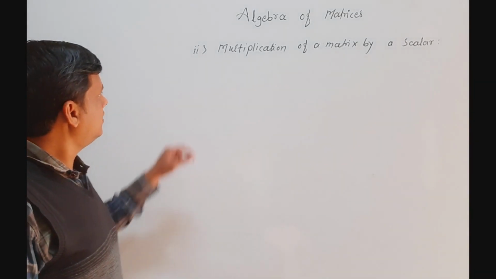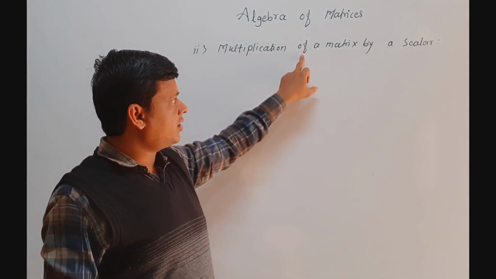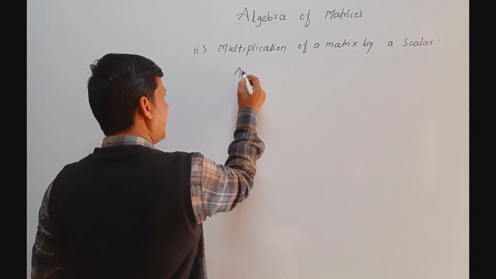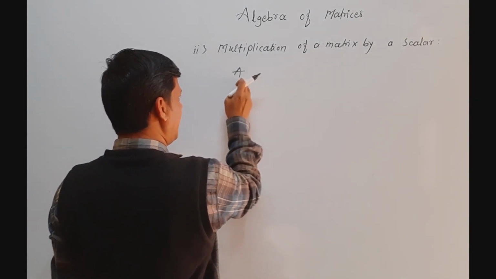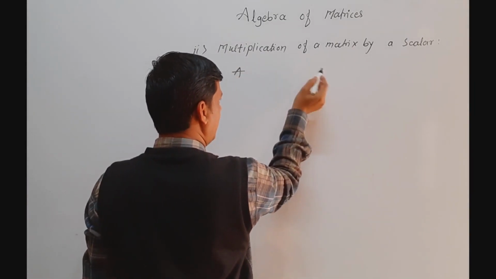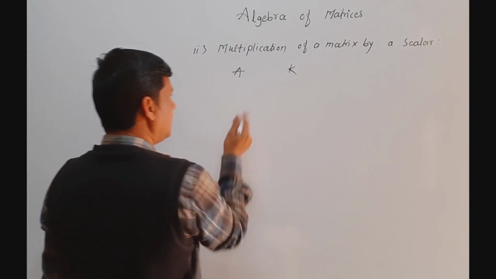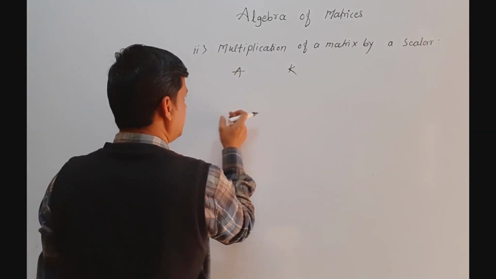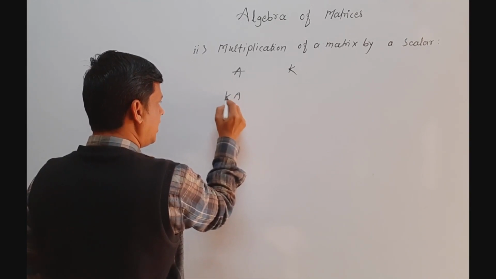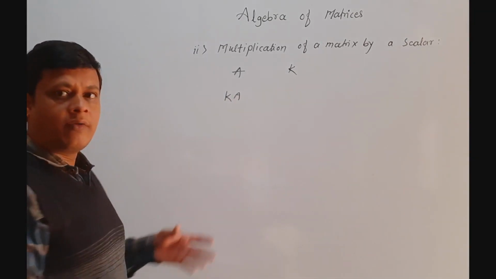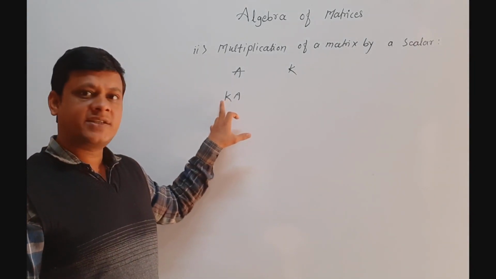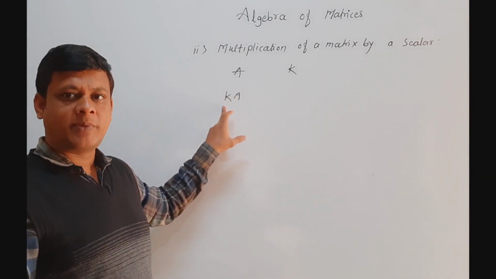The next topic is multiplication of a matrix by a scalar. Suppose we consider a matrix A and we multiply this matrix A by some scalar or number k. Then the multiplication of A with k is given by k into A, and we obtain the matrix by multiplying this scalar k to each element of matrix A.